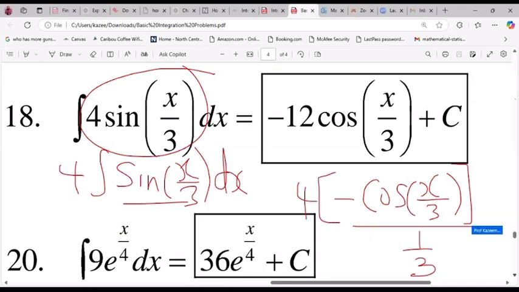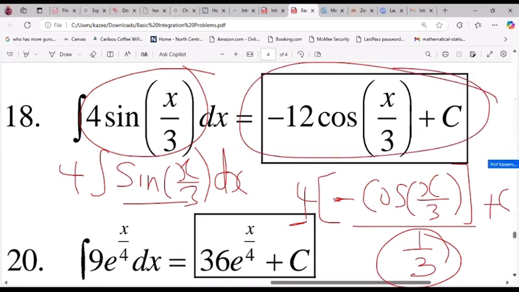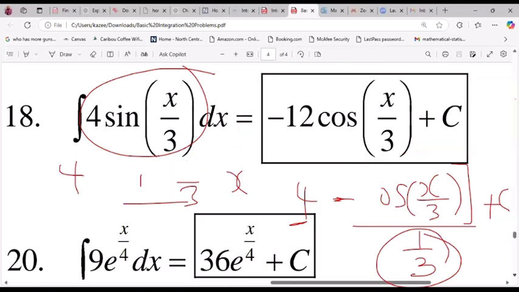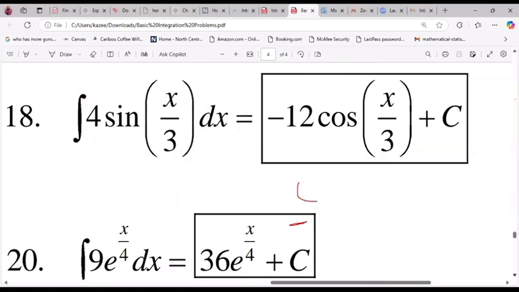then plus c. So if I want to write this guy here, if I have 4 over 1 over 3, that would be 12. And because of the negative, that's going to be negative 12 cos x over 3. And that's how we got this guy here. See that now? That's super cool, right? That's super easy.